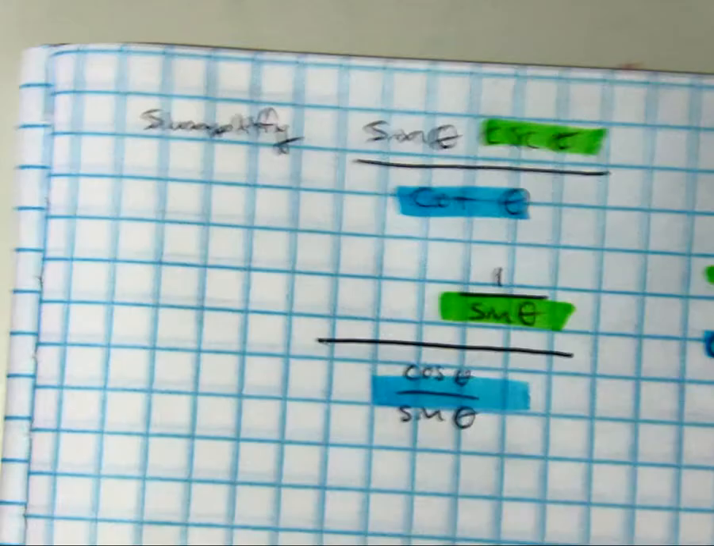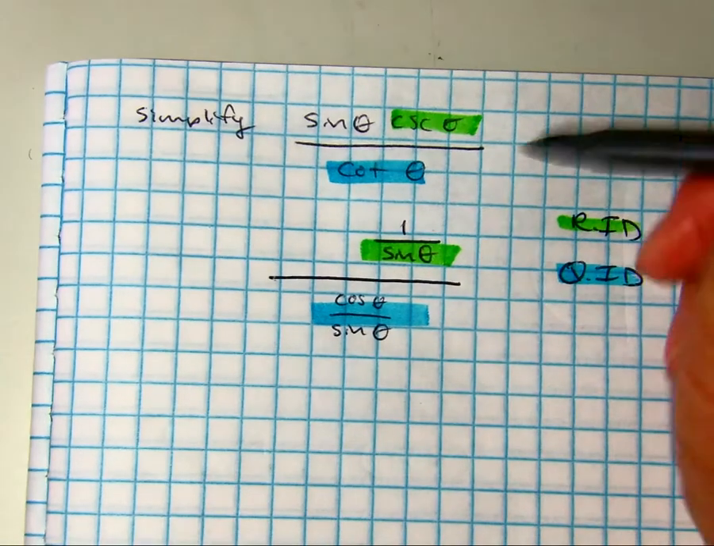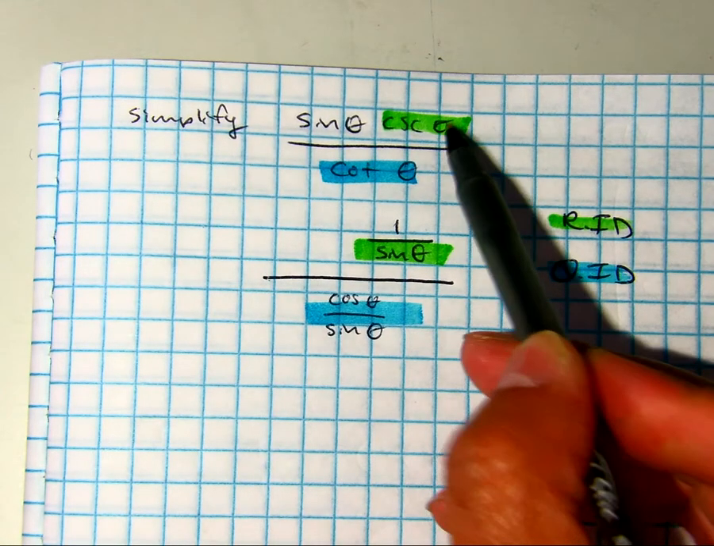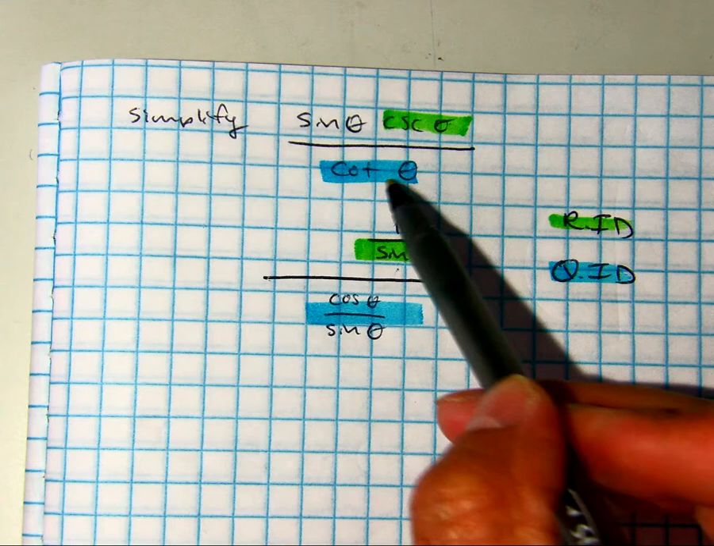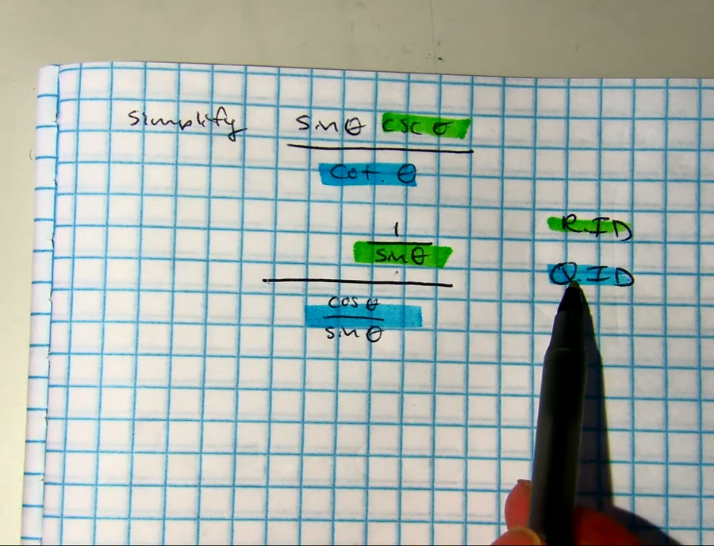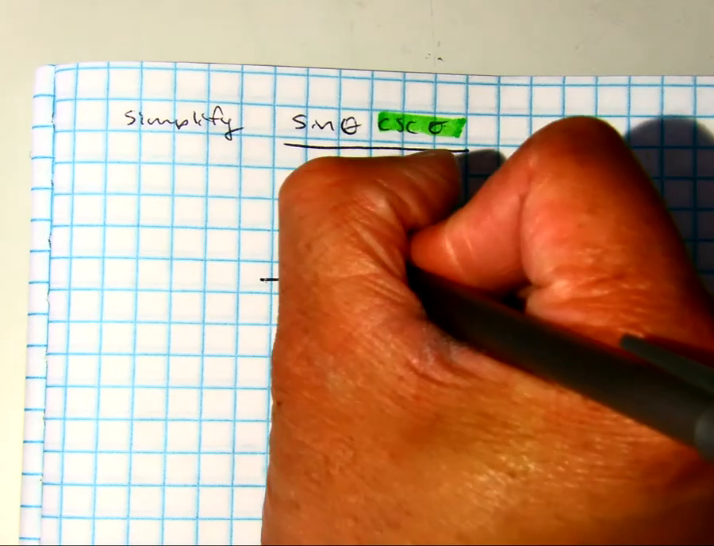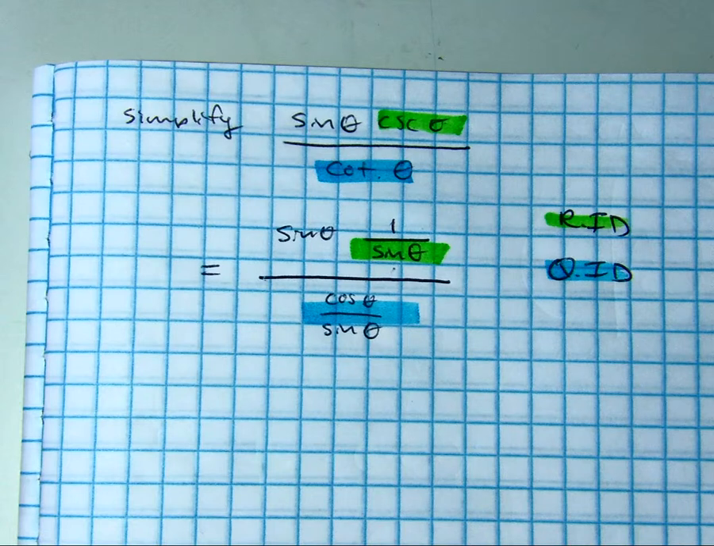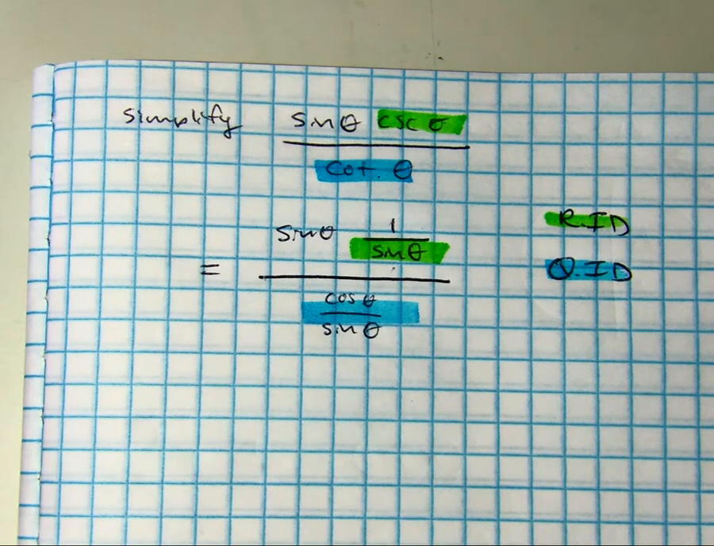On the side over here, you didn't see that. I'm kind of writing out by color what's happening. Cosecant of theta equals 1 over sine theta. Cotangent of theta equals cosine over sine theta by the quotient identity. And I have sine here. So basically, to simplify these, we're just changing them all into sine and cosines.